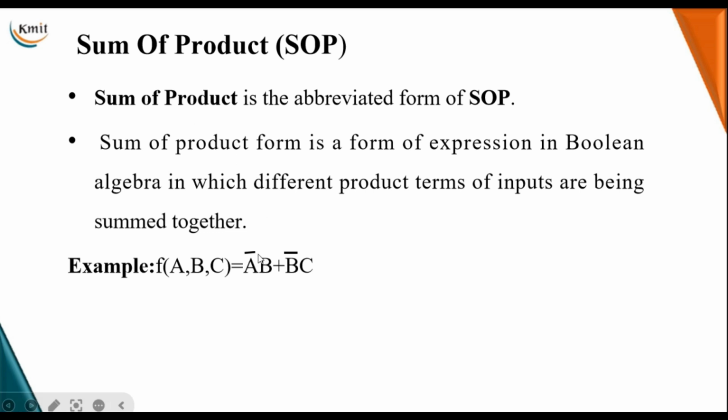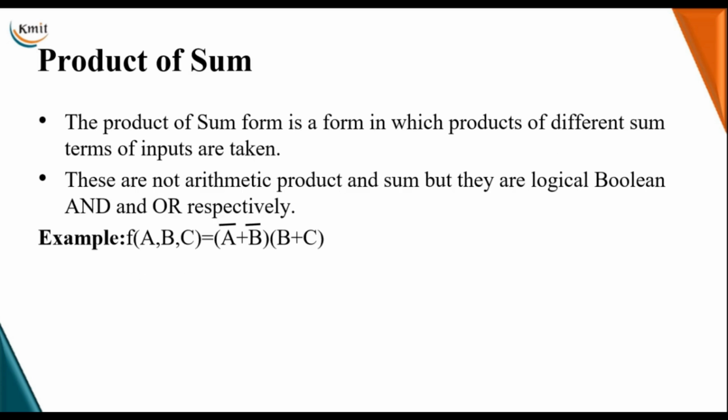In the first product term we only have A and B. In the second term we only have BC. It doesn't have the variable A. And in each product term the variables may be complemented or uncomplemented. So this is one way of representing your Boolean expression using sum of product.